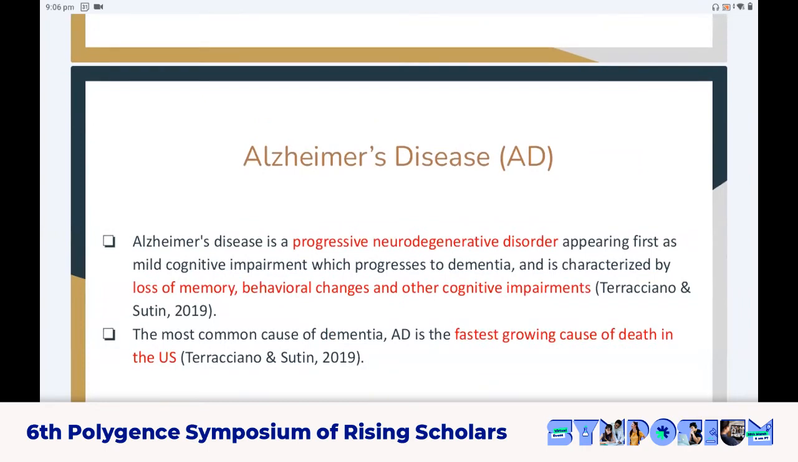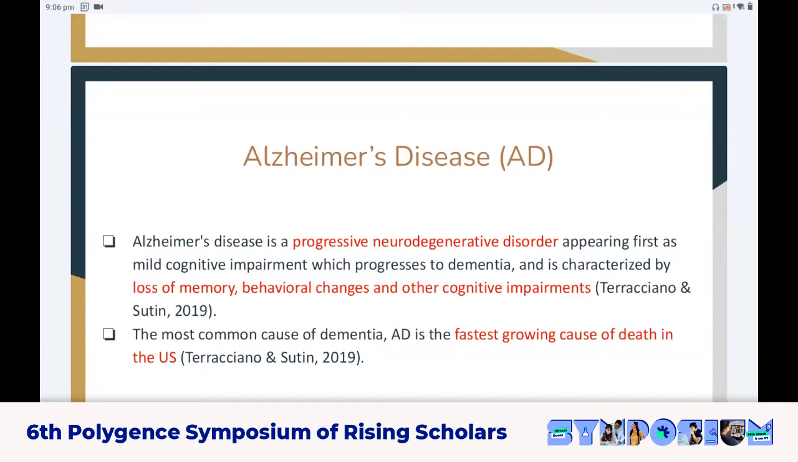So Alzheimer's disease is perhaps the most well-known of the neurodegenerative disorders that we are talking about. It manifests itself usually in elderly people over the age of 65 in the form of symptoms such as memory loss, behavioral changes, and some cognitive impairments.